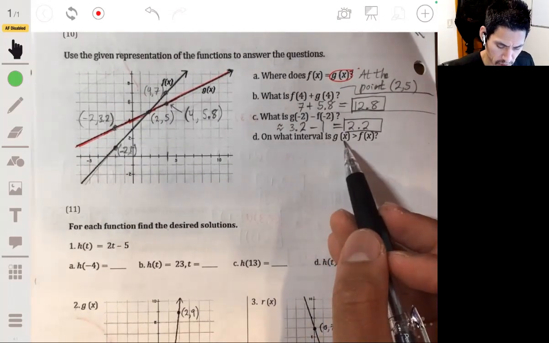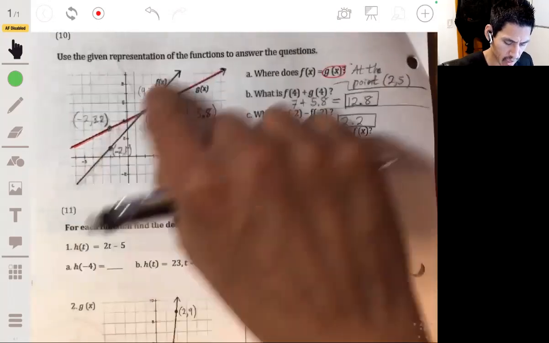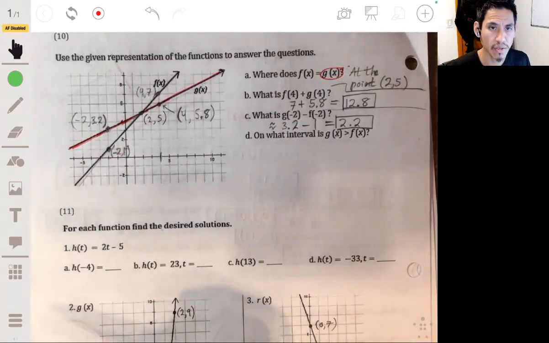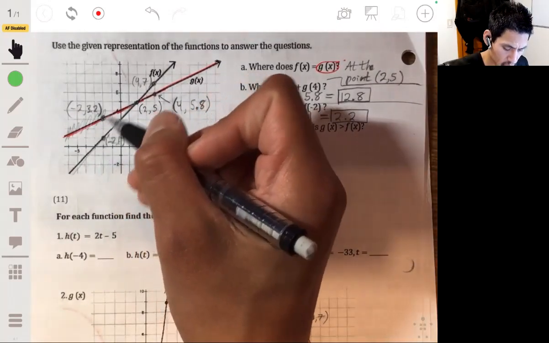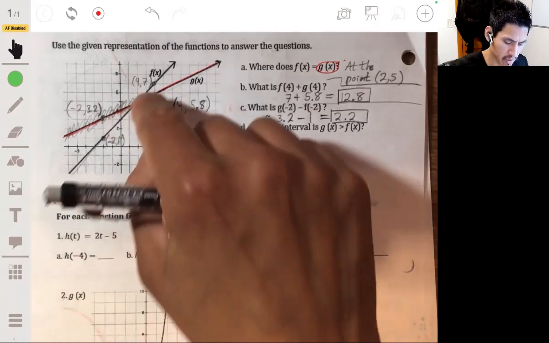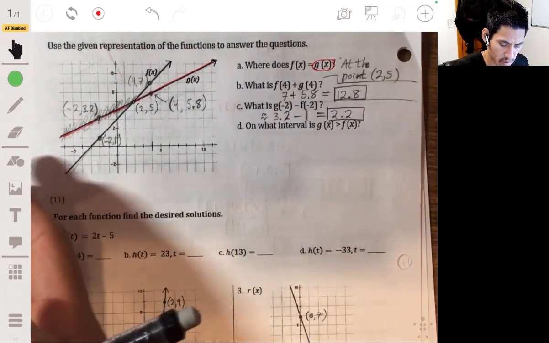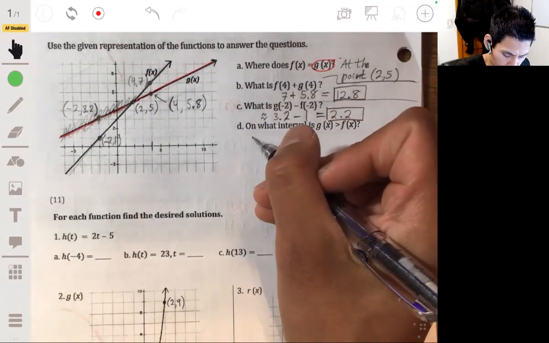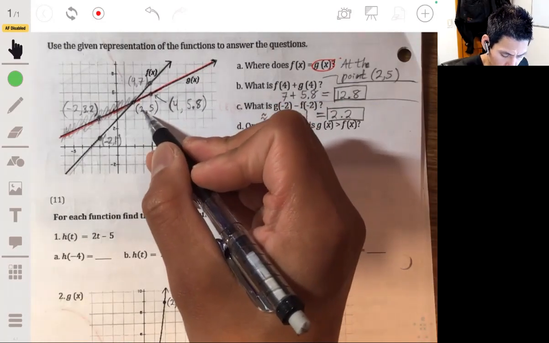And on what interval is g of x more than f of x? So when is the red line above the black line? So the g of x is greater than f of x all along this portion up to here. So assuming that this graph goes on forever to the left, we would say negative infinity up to this point or up to 2.